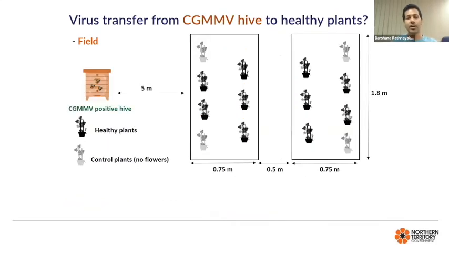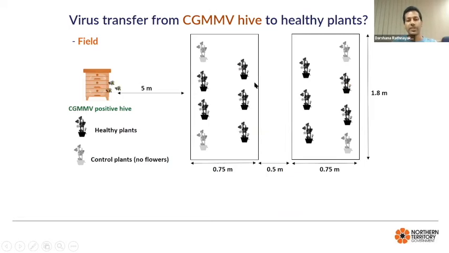In the second field trial, we followed the same setup, but instead of having infected watermelon plants, we only had healthy watermelon plants at flowering stage. We also placed some watermelon plants with no flowers as a control for this one. These plants were exposed to a CGMMV positive beehive, which we bought from an infected property, and then we allowed these bees to pollinate our experimental plants.